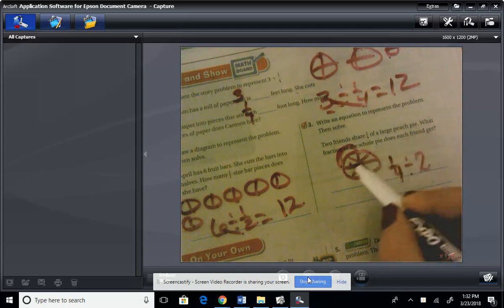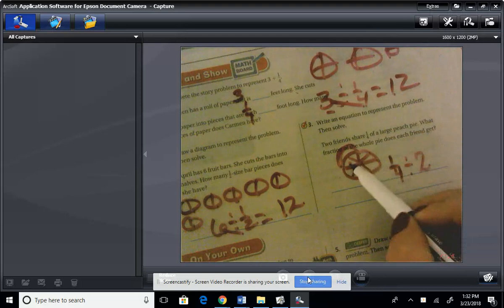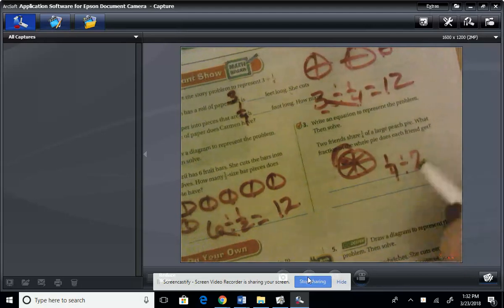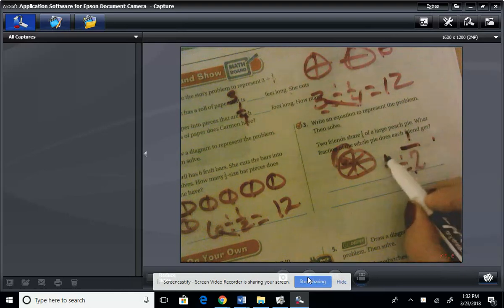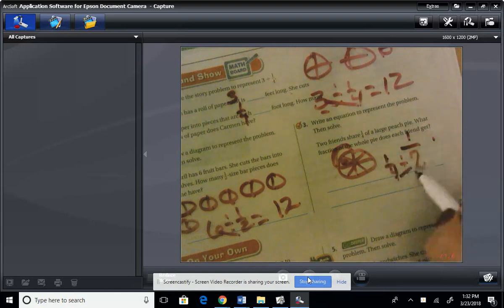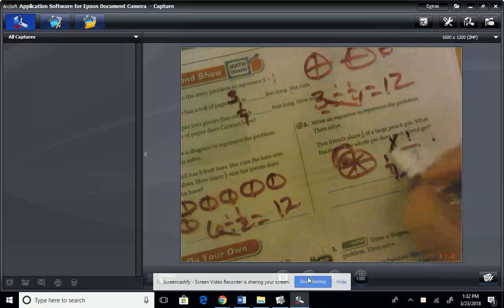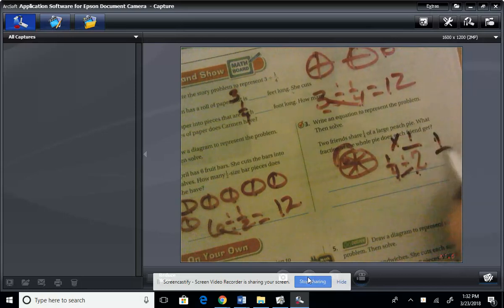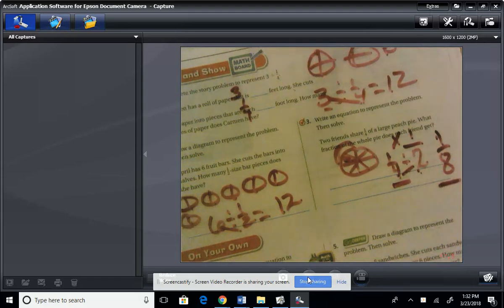That person got 1 out of 8 pieces of the pie. So here we just do 1/4 divided by 2, or it's really times 1/2. What do you get? 1/8. Started with a fraction, ends with a fraction.